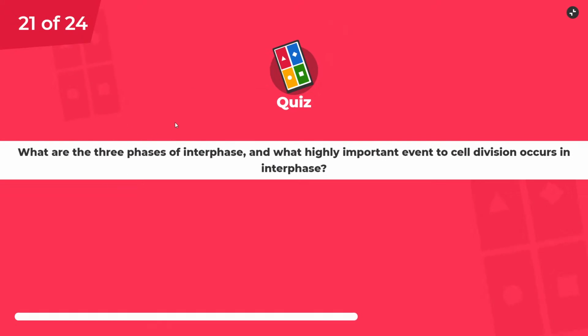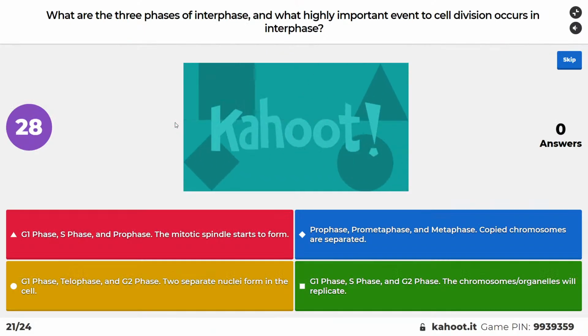Endocrine uses hormones. What are the three phases of interphase, and what highly important event to cell division occurs in interphase?